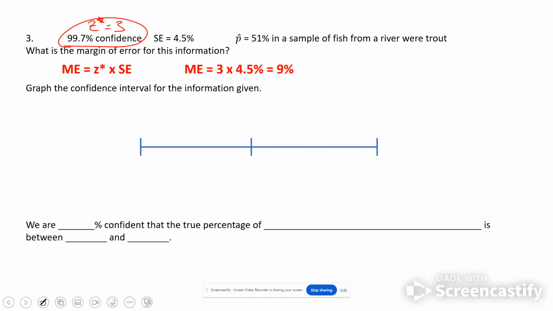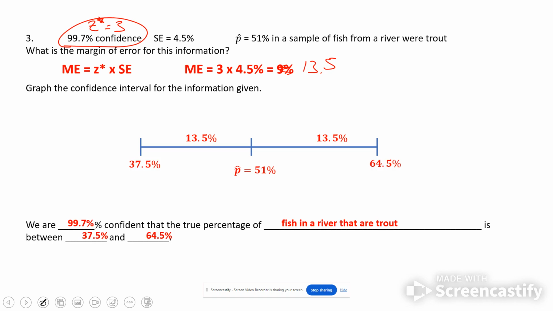That's not right, is it? What's 3 times 4.5? It's not 9. What did you say, 13? 13.5. All right, don't read this up here. I'm going to change this real quick. 13.5. I don't know why they put 9 there. So 13.5%. 51% still in the middle. Oh, they did it right there. There we go. 51% is in the middle, so then I'm going to subtract 13.5 and add 13.5 to get my lower and my upper interval, and then make our confidence statement.